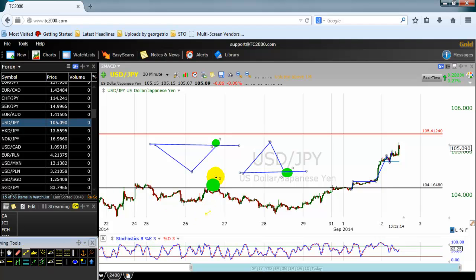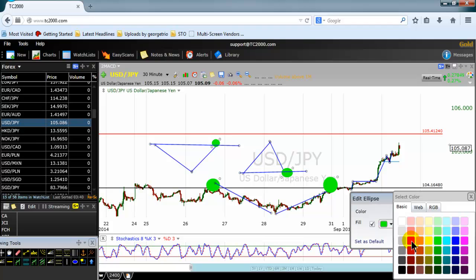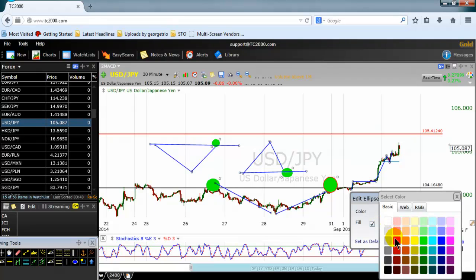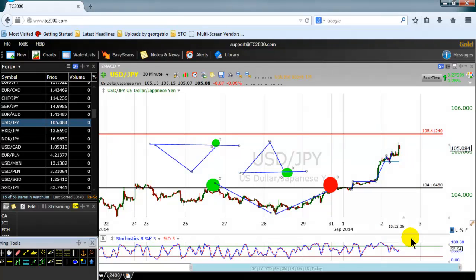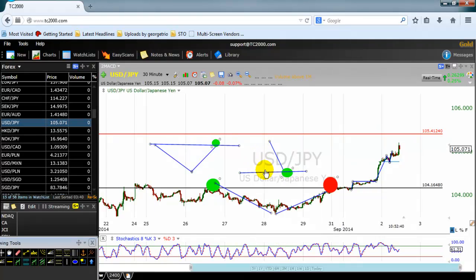Are you with me? And then the price went down to this point. All right. And then it returned back to the starting point. All right. So this is what we call this point here. This is what we call the cycle point. I'll color it red so you may know what I'm talking about. So on this 30-minute chart, we have a cycle point.